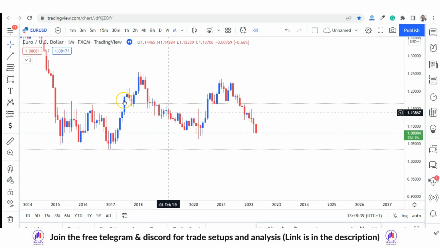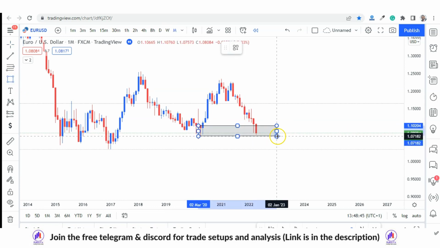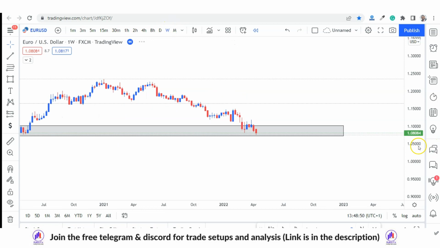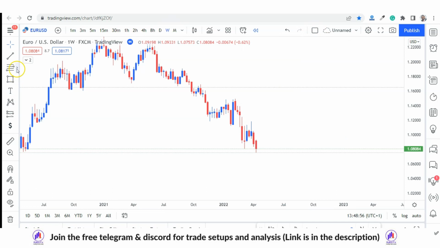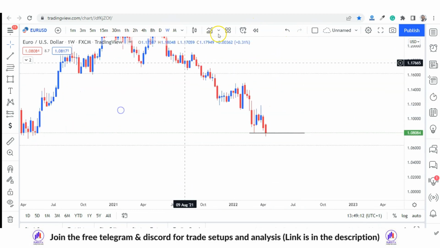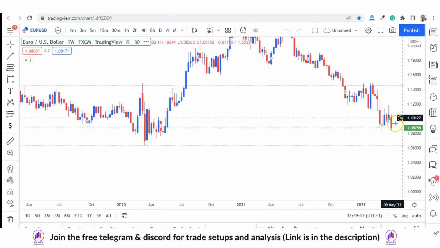From the video, we were bearish on EURUSD. Looking at the weekly time frame, by then we were targeting this low. We were targeting this low, and let's remove this. I was already in chart replay mode. So we're targeting this low here.